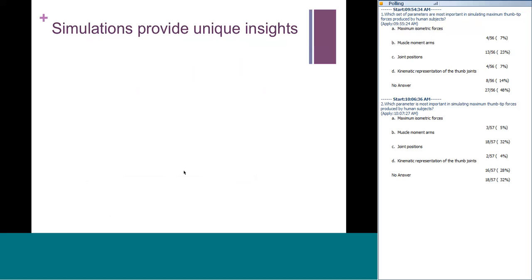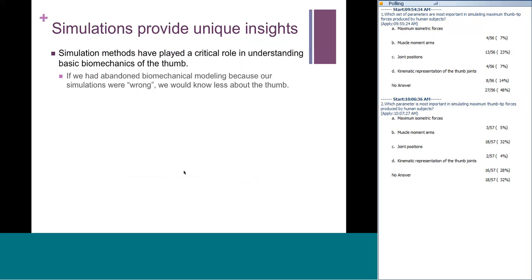Okay, so that's my presentation for today. It obviously was pretty detailed, and so we're not going to go into the second study, of course. What I want you to take from this, even if you're not someone who studies the upper limb or the thumb in detail and have never read about these papers, is that the simulations provided unique insights. Our simulation methods have played a critical role in understanding basic biomechanics of the thumb. If we had abandoned biomechanical modeling because, as you saw at the beginning of the talk, all the simulations were wrong, we would know a lot less about the thumb right now.